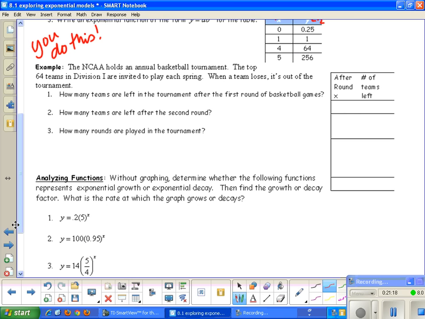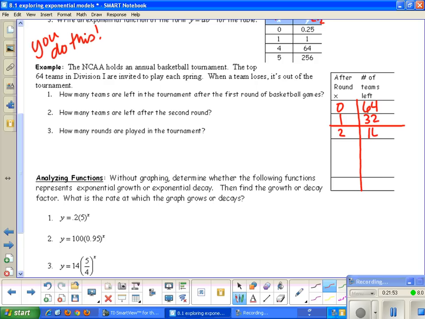It says the NCAA holds an annual basketball tournament. The top 64 teams in Division I are invited to play each spring. When a team loses, it's out of the tournament. So how many teams are left in the tournament after the first round of games? Let's think about this. The first round, which is round 0, we have 64 teams. After the first round, half of the teams are gone because one team moves on from each game, so that means 32 would be left.